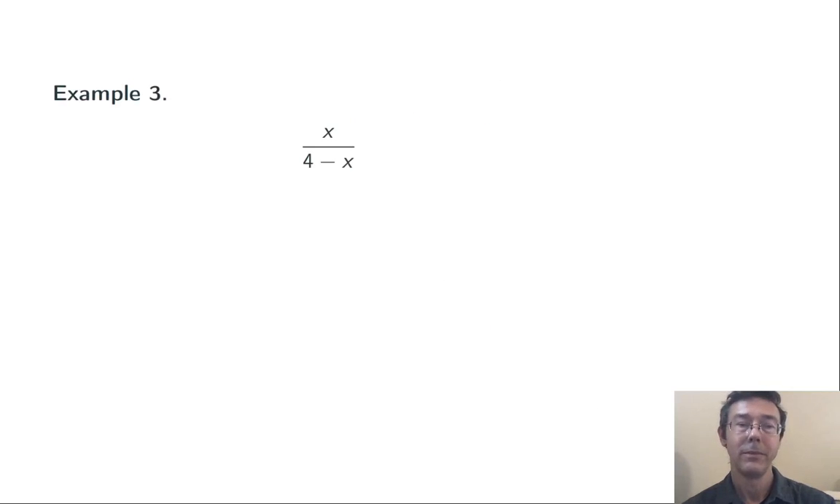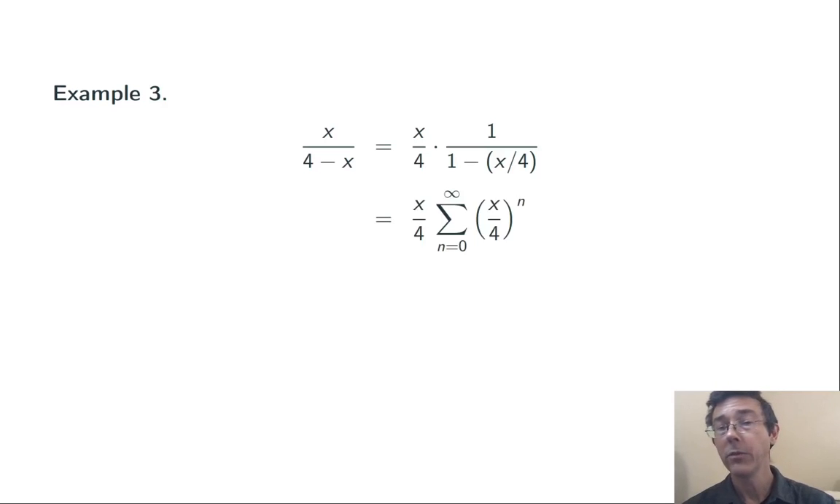One last example. x over 4 minus x. So again, I want to try and write this so that it looks more like 1 over 1 minus x. So I'm going to pull out the x on the top, of course. On the denominator, I'm going to pull out a 4. That way I have 1 minus something. I'm left with 1 over 1 minus x over 4. And I can write a power series representation for that.